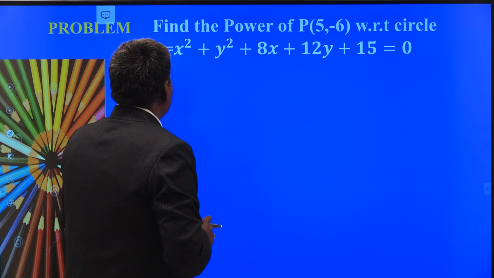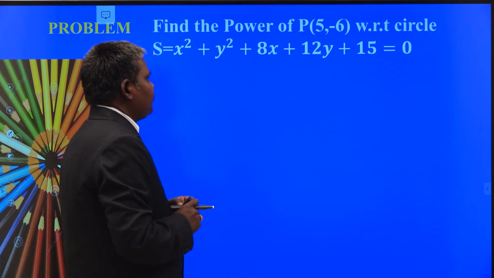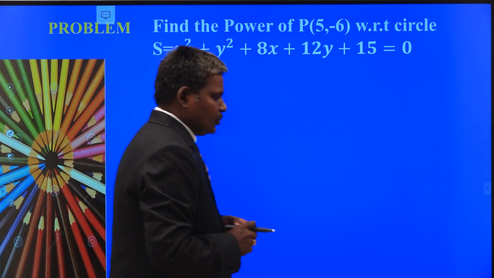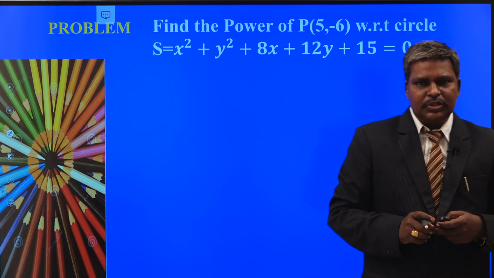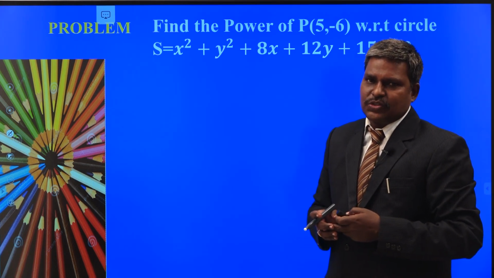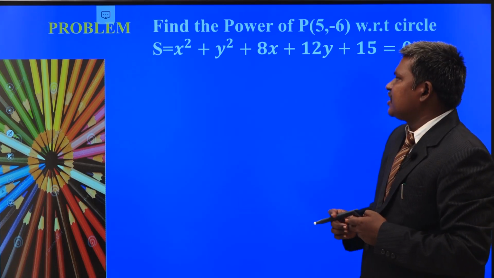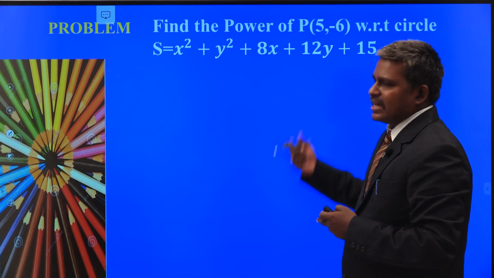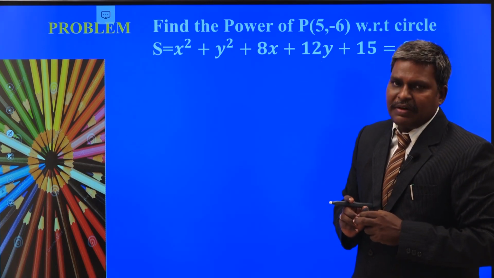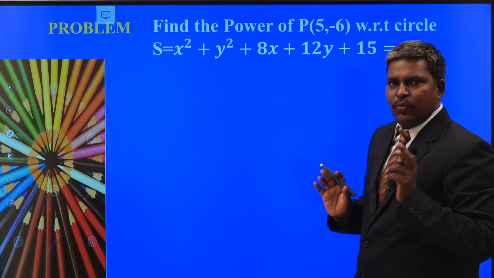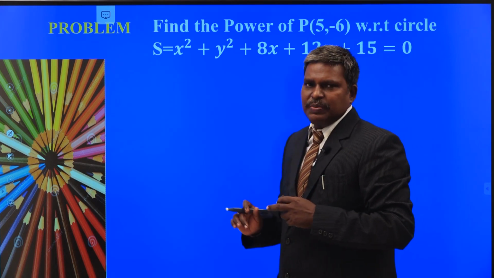Let us see the concept. This is the problem: find the power of P(5, minus 6) with respect to the circle. Just one example for you. How to find power? You need not go for CP square minus R square. We have defined it as S11. How to obtain S11? Just substitute the point in the circle equation itself, and we obtain the power S11. But before substituting this point in this equation, as I told you, your equation must and should be in the standard form.